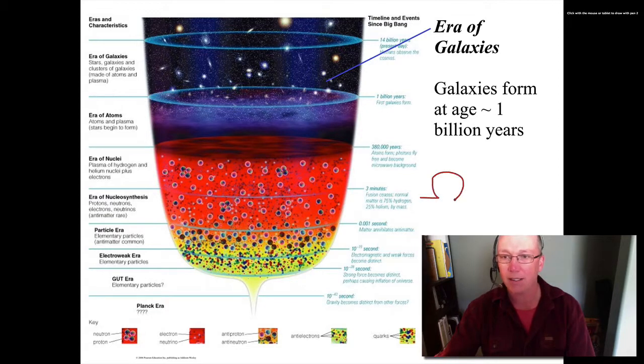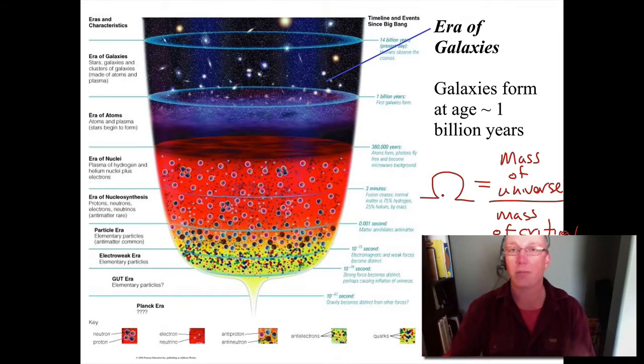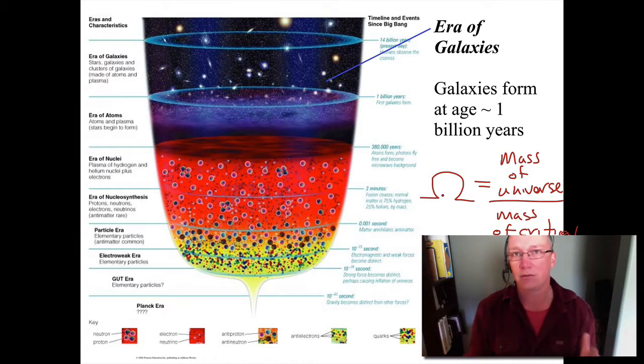And omega is just the ratio of the mass of the universe relative to the mass of the critical universe. So remember, the critical universe was enough material to basically coast forever, right? So an omega of 1 would be a universe that has just enough material to hold it back.